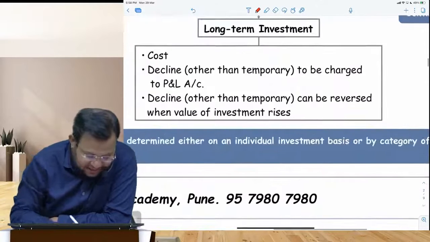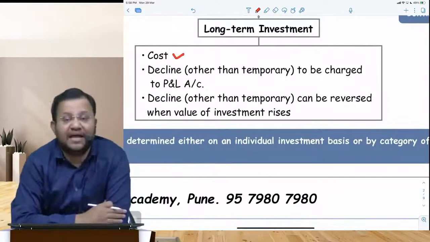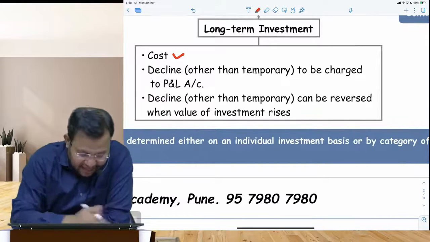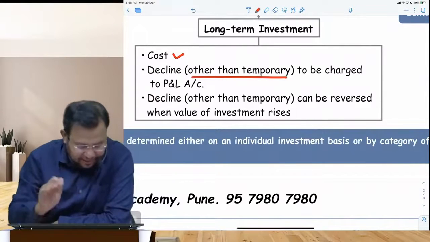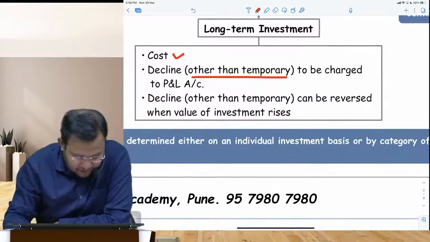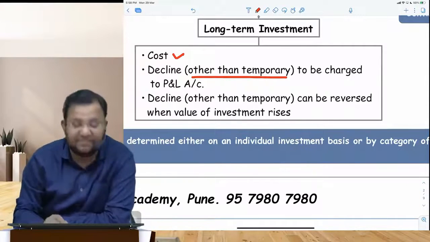Long-term investments are generally valued at their cost. A decline other than temporary, that is a permanent decline, is to be charged to the profit and loss account.